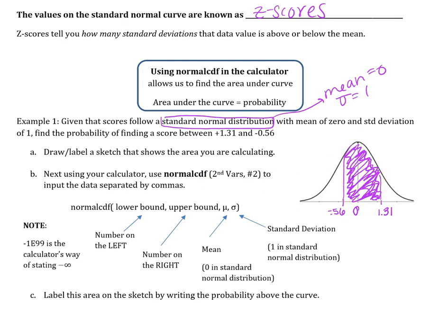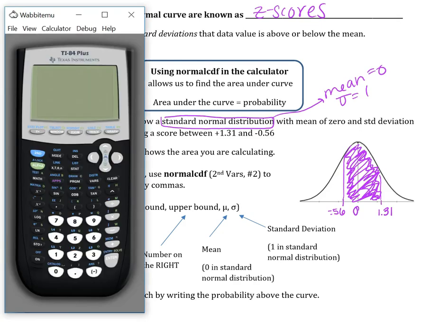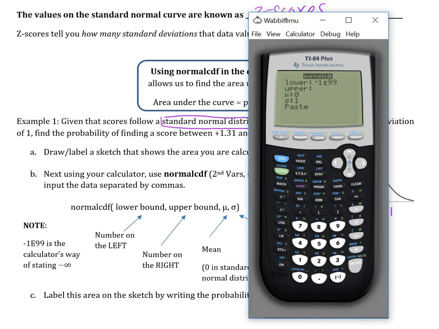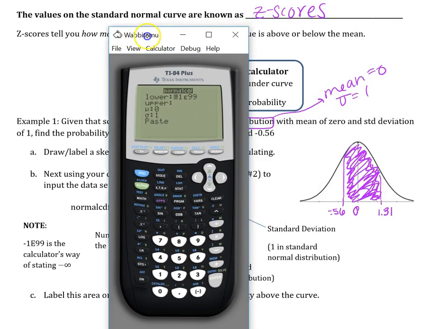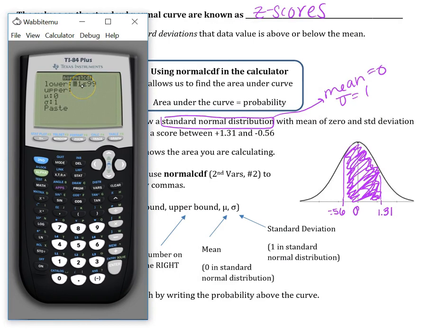This is where I'm going to grab my calculator. Okay, so I have my calculator. I'm going to hit second vars option 2. Okay, and by default, you're going to see -1e99 in your calculator for the lower bound. That is a super negative big number, excuse me. So it's practically negative infinity. Okay, so I have that written on our notes right here. It's this calculator's way of saying negative infinity. Okay. That lower bound is representing the value on the left that you want to find the area between.